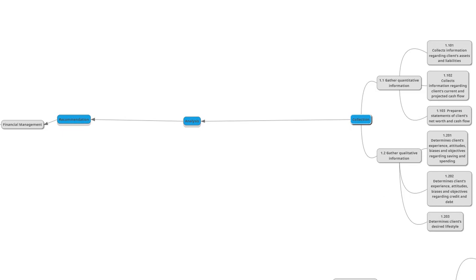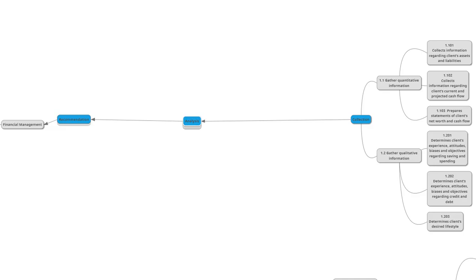If I expand that a little bit more, we can see what we were going through in that table. 1.101 collects information regarding the client's assets and liabilities, collects information regarding the current and projected cash flow, prepares statement of net worth and cash flow. That's the quantitative information. Moving down to the qualitative information, determining the client's experience, attitudes, biases, and objectives regarding saving and spending. 1.202 determines the client's experience, attitudes, biases, objectives regarding credit and debt. And finally, 1.203 determines the client's desired lifestyle.